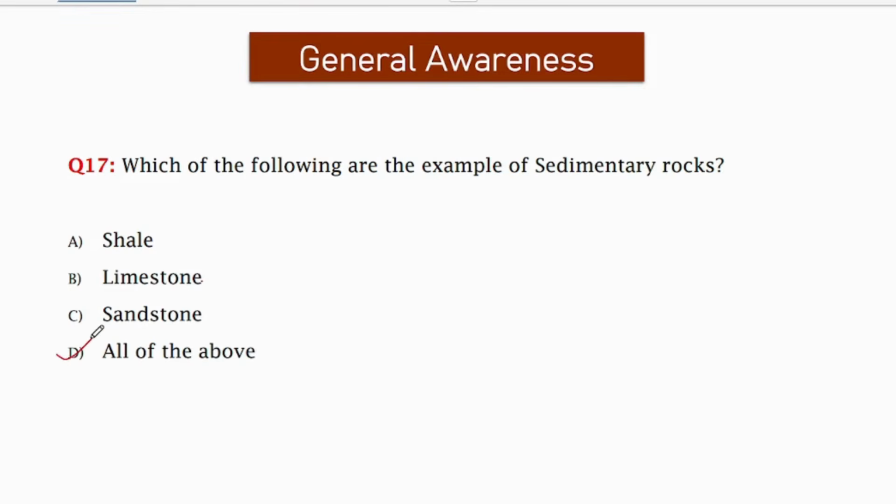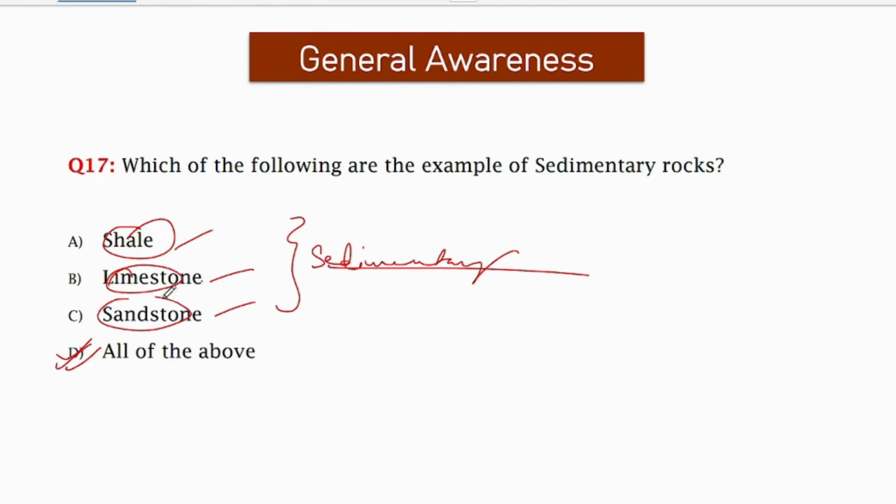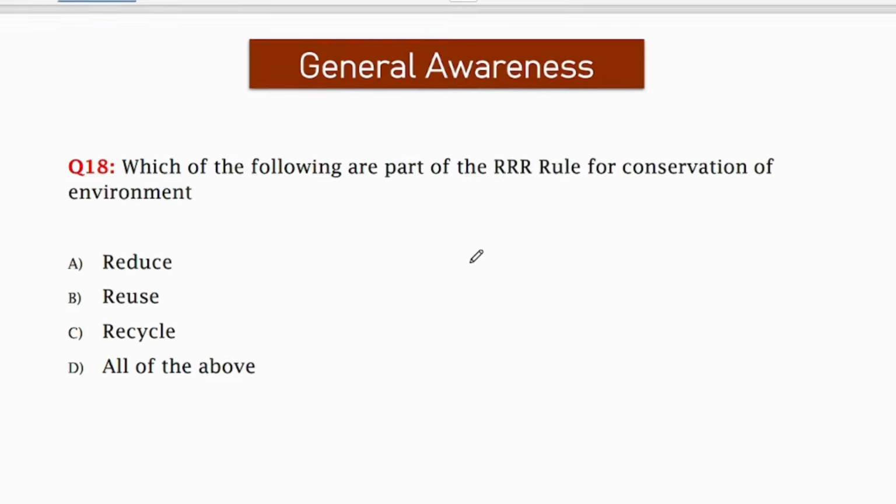All right, so the right answer is all of the above. Shale, limestone, sandstone, all are the examples of sedimentary rock. Moving on to the next question.